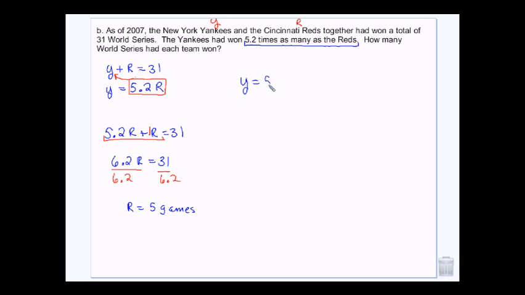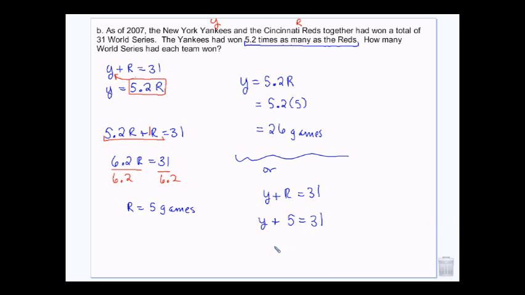And to find the Yankees, I plug in that 5. And so the Yankees won 26 games. You could have, if you wanted, plugged it in this way as well, and you'll get the same answer. That's just preference. So you can choose either one. It's fine.